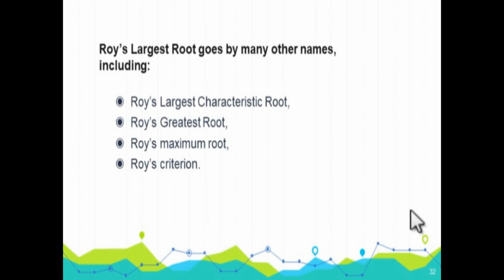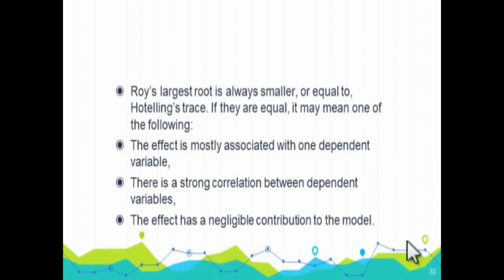And by the way, Roy's largest root goes by many other names, including Roy's largest characteristic root, Roy's greatest root, Roy's maximum root, or Roy's criterion. And we also have to be reminded that Roy's largest root is always smaller or equal to Hotelling's trace. If they are equal, it may mean one of the following. One, the effect is mostly associated with one dependent variable. Two, there is a strong correlation between dependent variables. Three, the effect has a negligible contribution to the model.